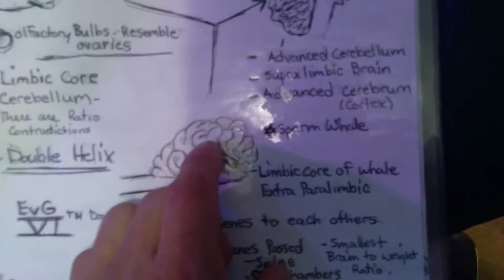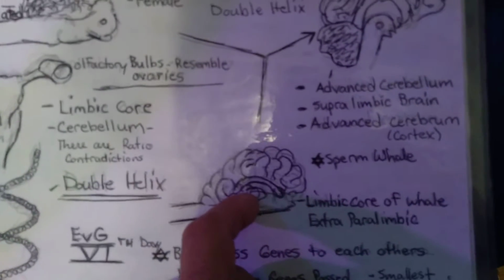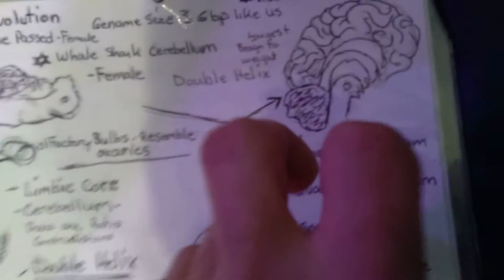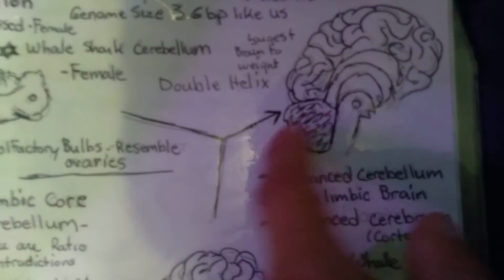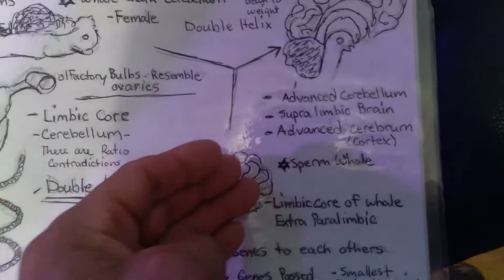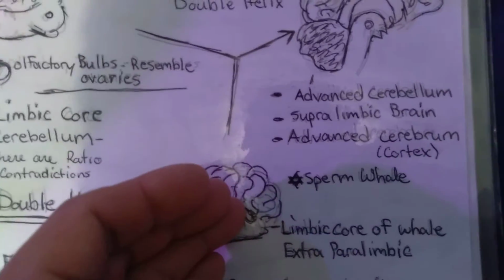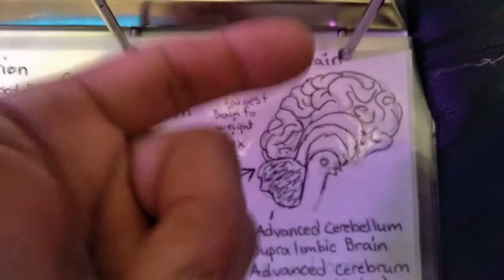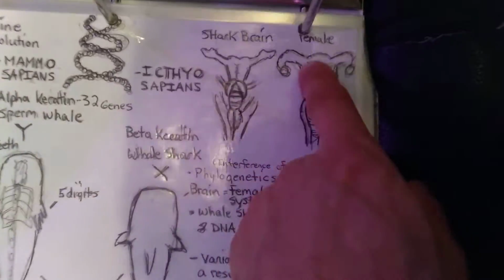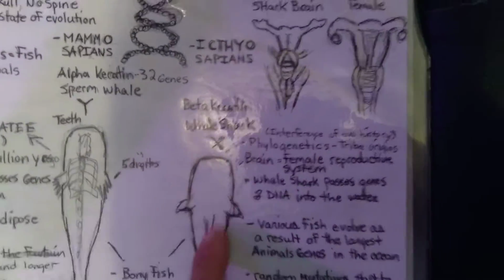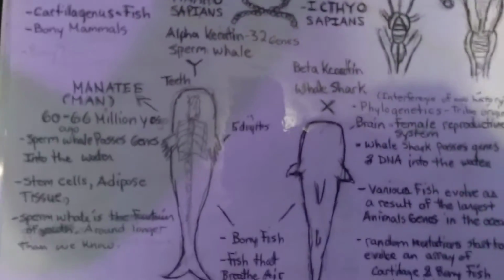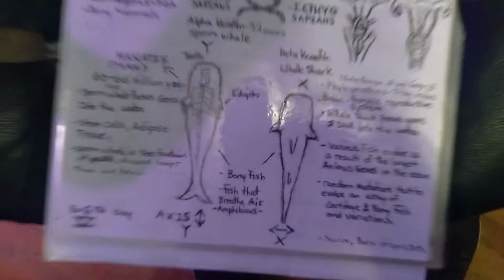So we inherit our brain from the shark, which would be the fish or the ichthyosaur aspect, because the ichthyosaur had a very convoluted cerebellum. His cerebellum was pretty advanced. And the paralimbic system from the sperm whale, which will give us a supralimbic system. And the female reproductive system looks like the shark's brain, which is another mirror in evolution with the X and the Y. And these guys were bottom feeders.